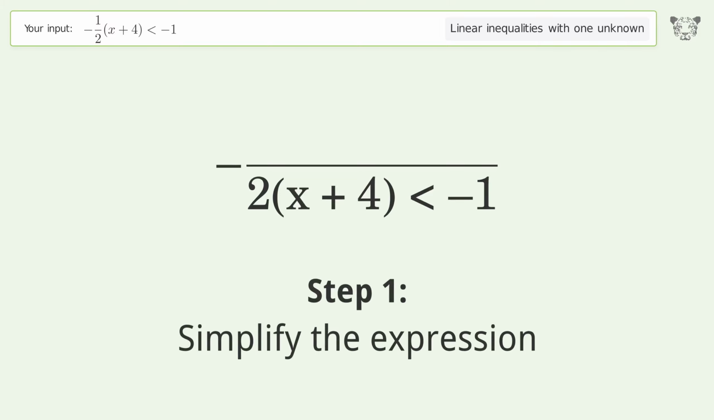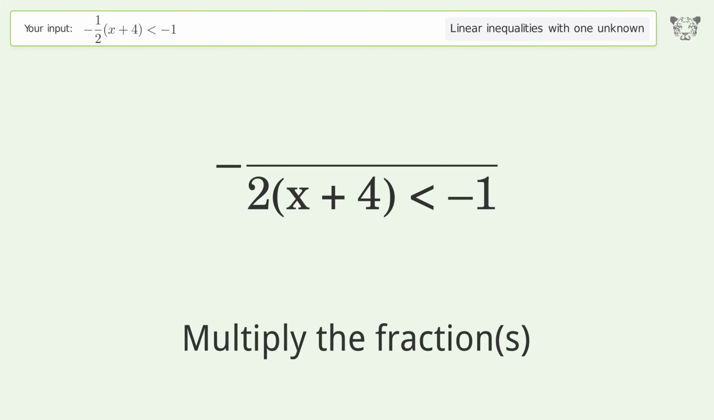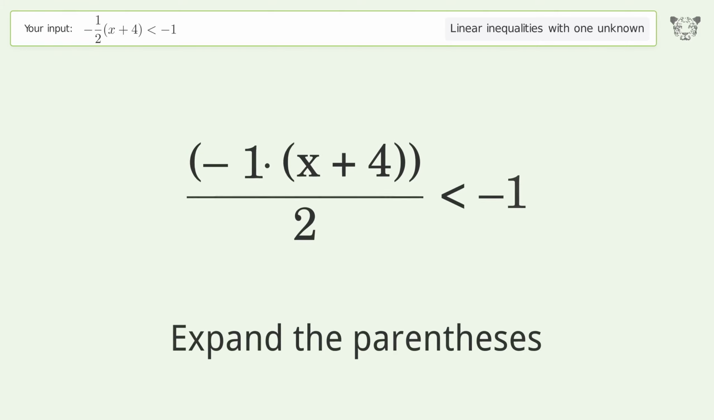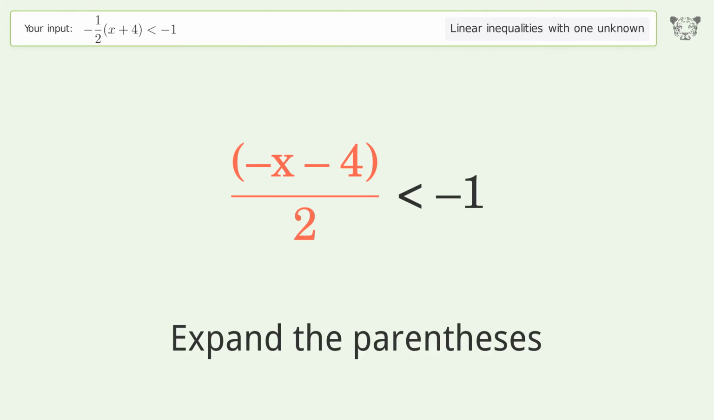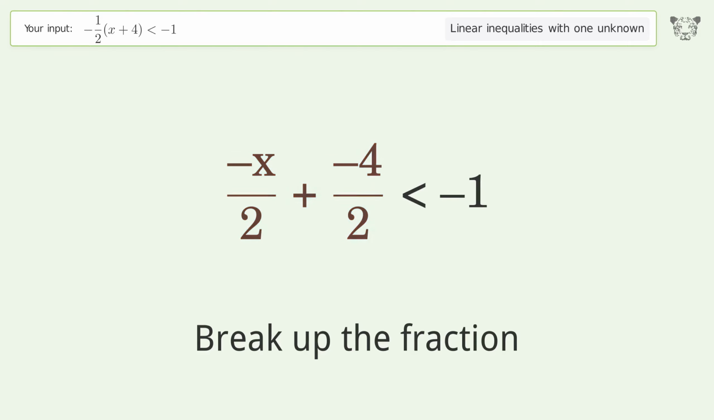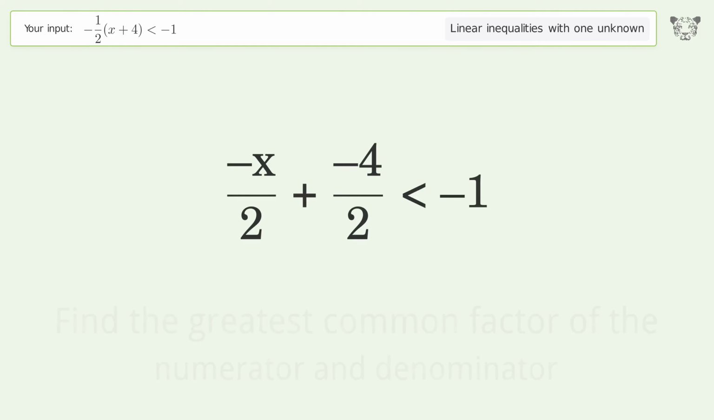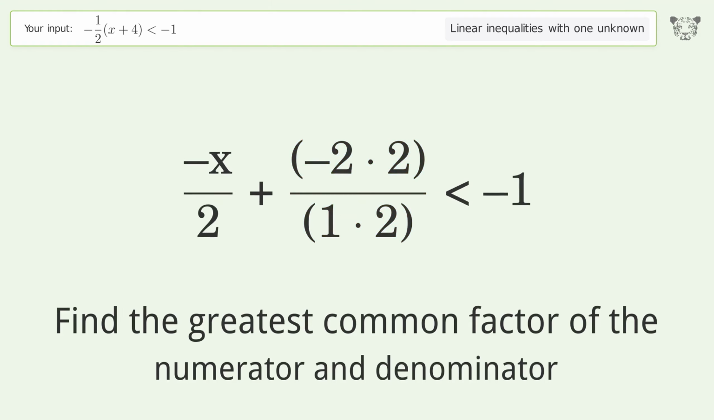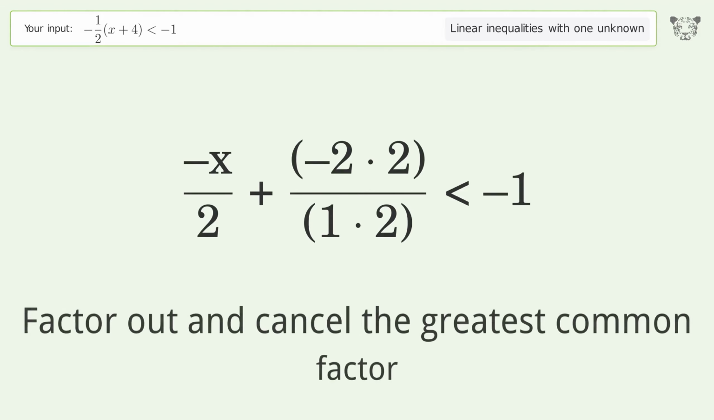Simplify the expression. Multiply the fractions. Expand the parentheses. Break up the fraction. Find the greatest common factor of the numerator and denominator. Factor out and cancel the greatest common factor.